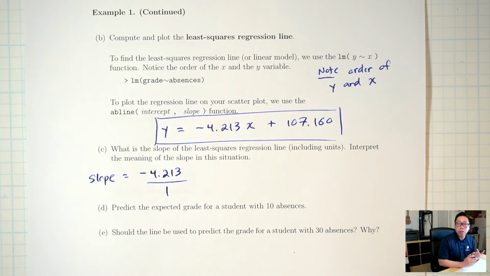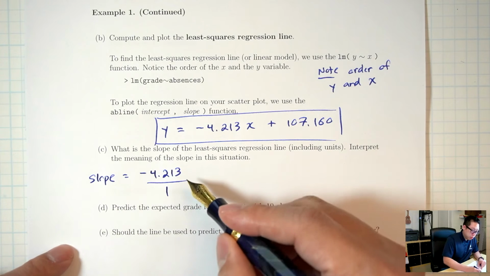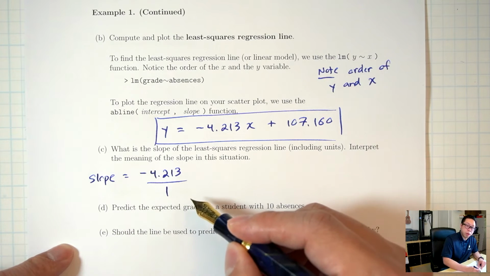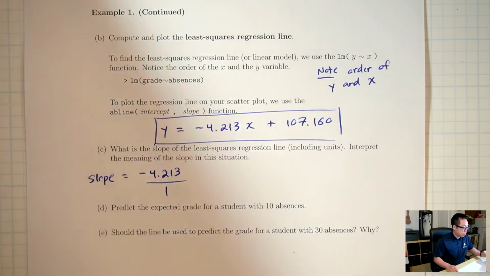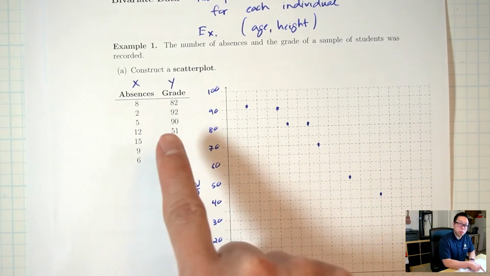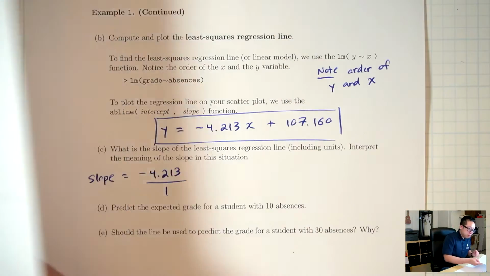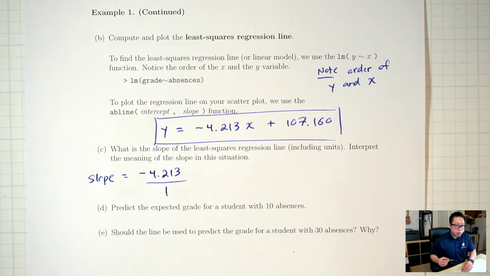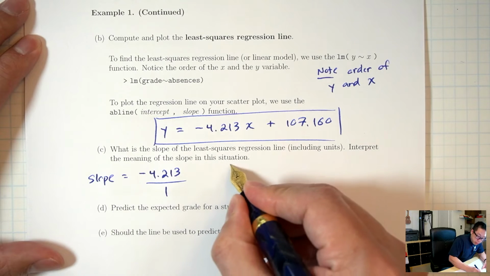And then, what are the units here? What are the units on top and what are the units on bottom? So our two choices are absences and grade. So what goes on top and what goes on bottom? Remember, back in algebra, you may have learned slope as rise over run.